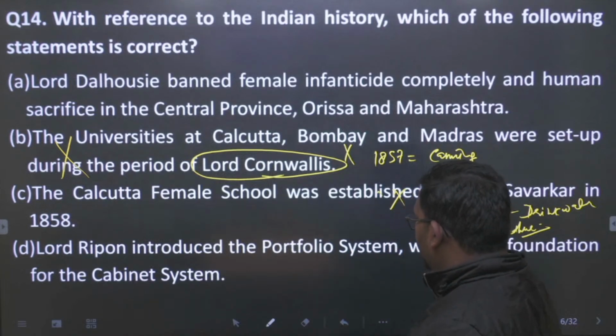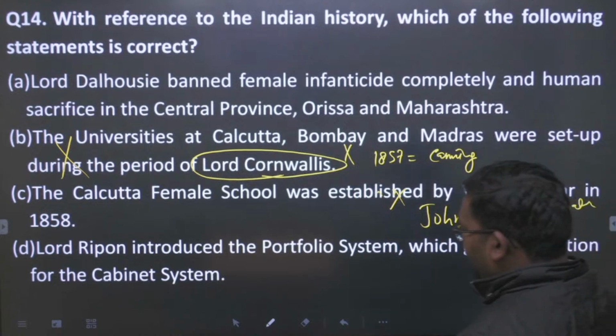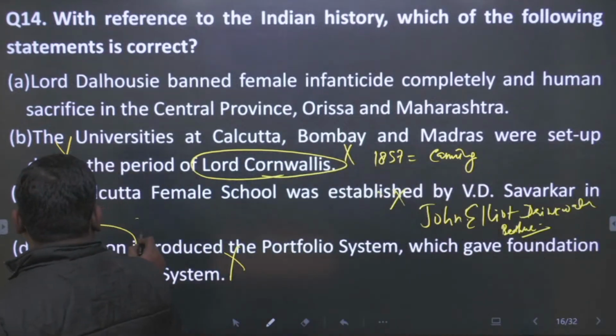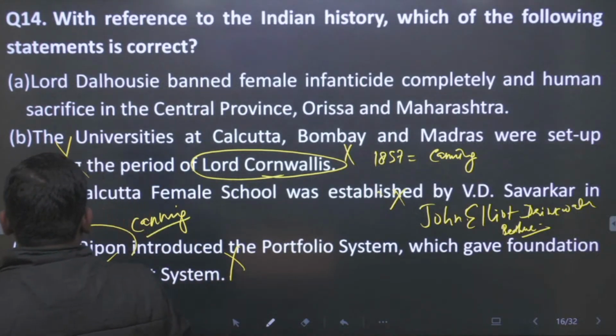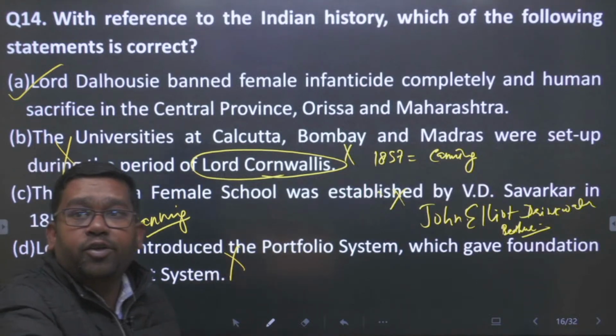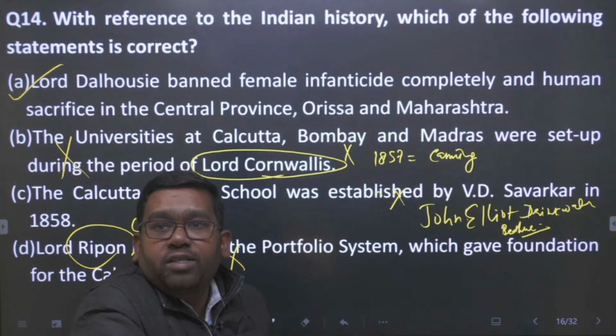Lord Ripon introduced the portfolio system, which gave the foundation for the cabinet system. It is not Ripon, but Lord Canning in 1860. So this statement is false. So technically, A will be the answer of this question: that Lord Dalhousie banned female infanticide completely, and human sacrifice in the central province, Odisha and Maharashtra. So the answer of this question will be A.